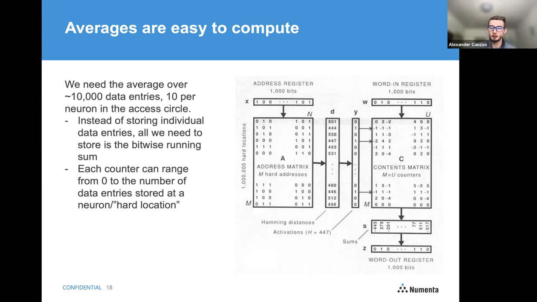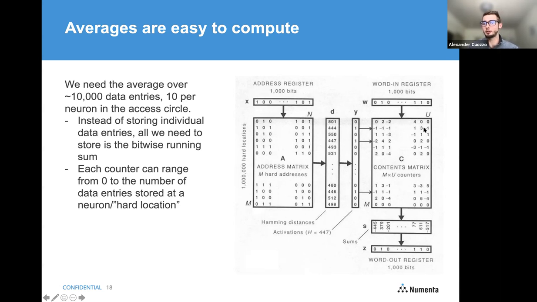No, less than that. Basically, this is a very large radius. That's what I'm trying to say here. So the Hamming distances are distributed very much around 500. And as soon as you stray more than 50-something away from that median Hamming distance, then you activate these neurons. So that's what this Y vector is. These are all the activated hard locations.